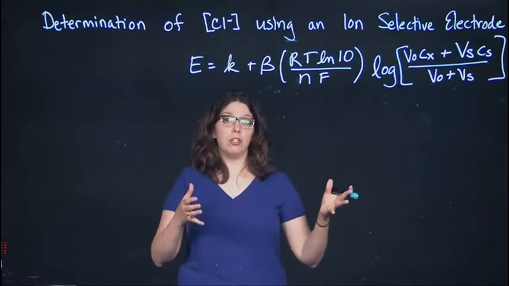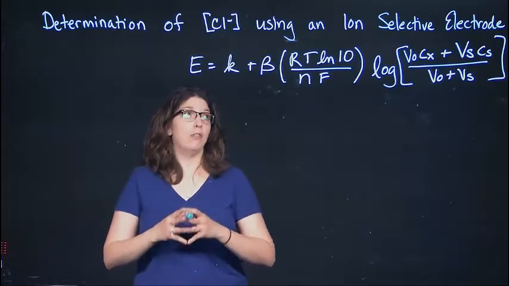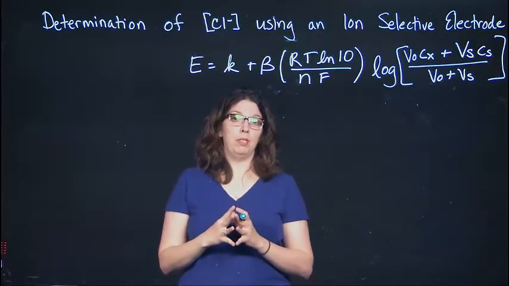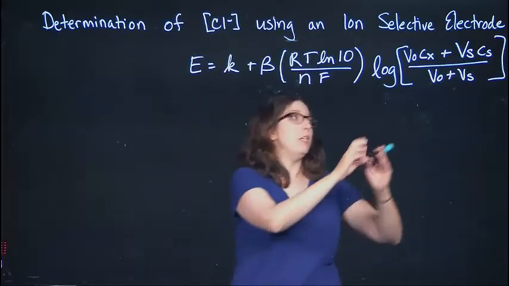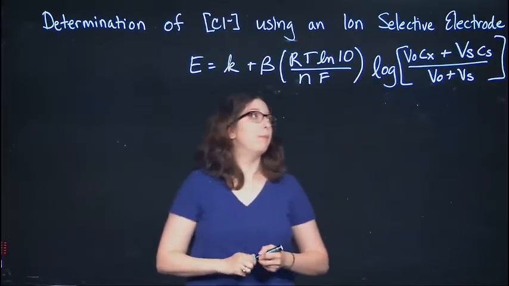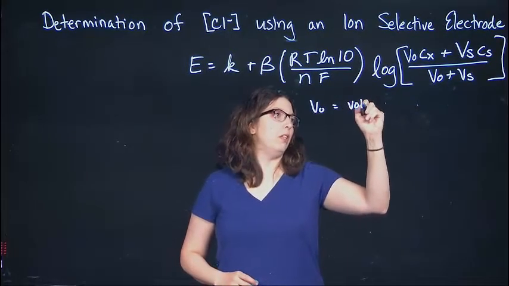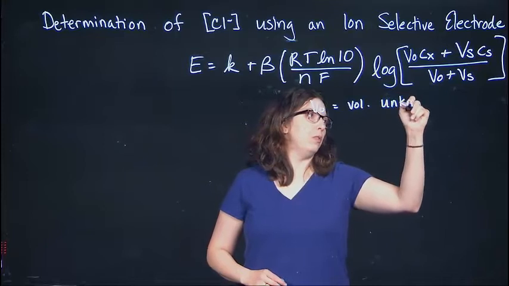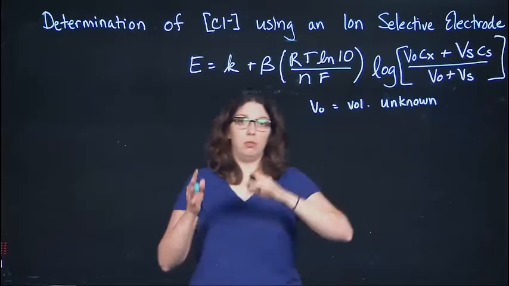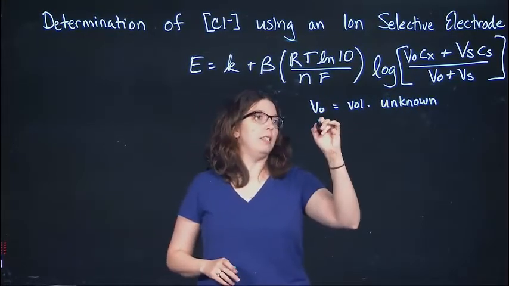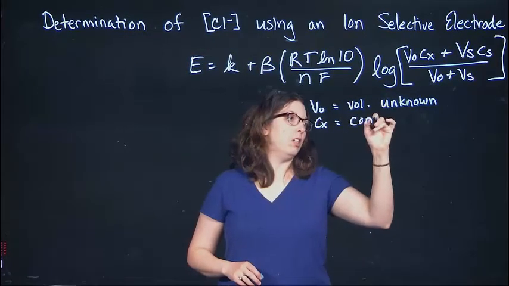So if we look at the Nernst equation for our standard additions curve, it should look pretty similar to what we did for direct calibration. The main difference being what's inside the log. Let's define these terms. V sub 0 is going to be the volume of the unknown. This is what you start with in your beaker. C sub x is the concentration of your unknown.